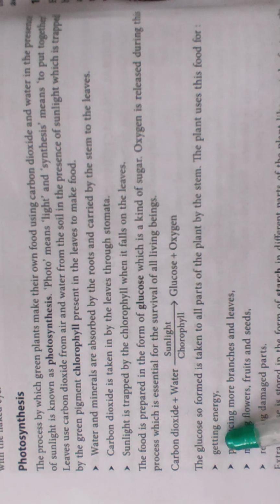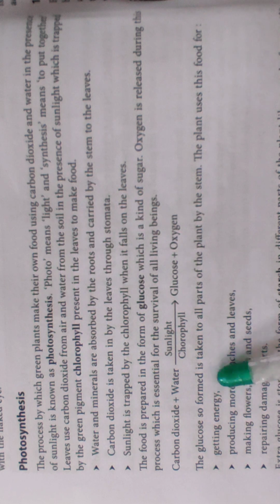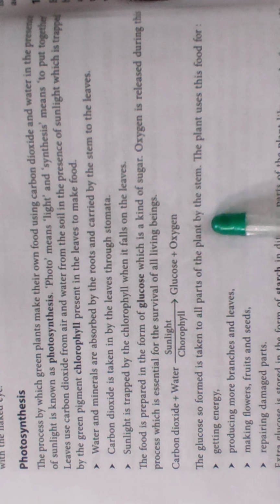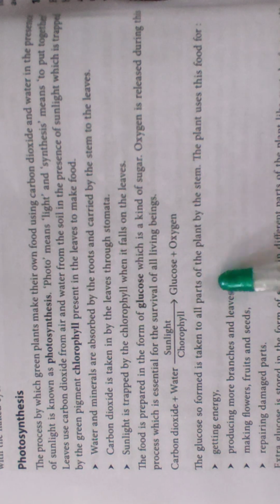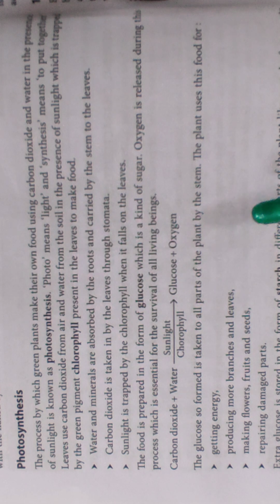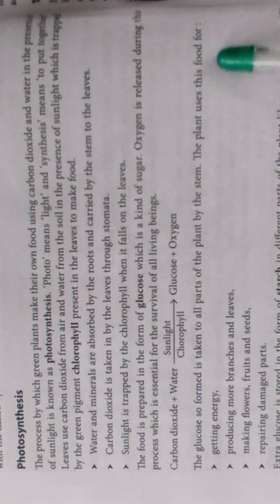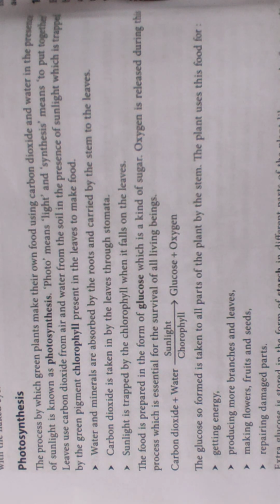Now see here, the glucose so formed is taken to all parts of the plant by the stem. Plants make their food, and that glucose is taken to all parts of the plant by the stem. Now why do plants use this food?